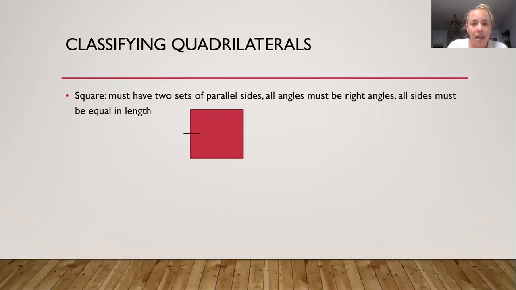A little way that you can tell that all the sides on a shape are equal in length is if they have little notches on them like this.